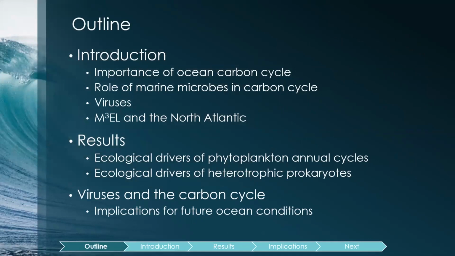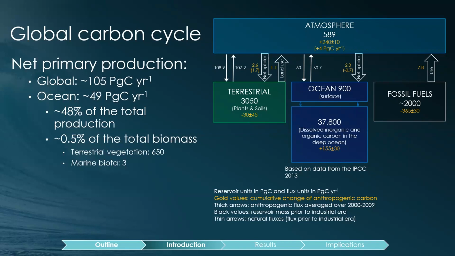Okay, so I'll start off with a little outline of my talk. I'll start off with some introduction on the importance of the ocean and the global carbon cycle, which I'm sure you're all aware of, the role of marine microbes, particularly the role of viruses, and where my lab and our research in the North Atlantic fits into this picture. I will then go into the main topic of this presentation, where I first talk about phytoplankton dynamics during the summer and spring in the North Atlantic, and then move on to cover some research about heterotrophic prokaryotes. Finally, I'll end with some final thoughts on the implications of all this, particularly with respect to the carbon flow through marine ecosystems.